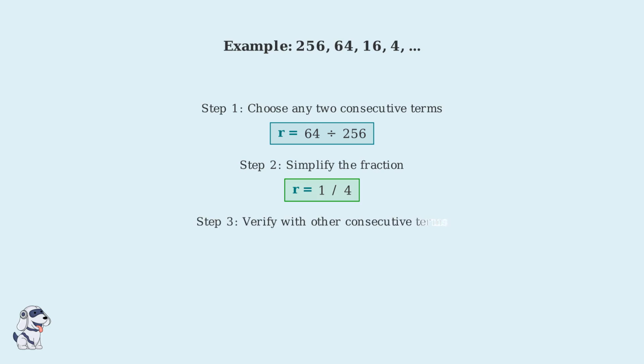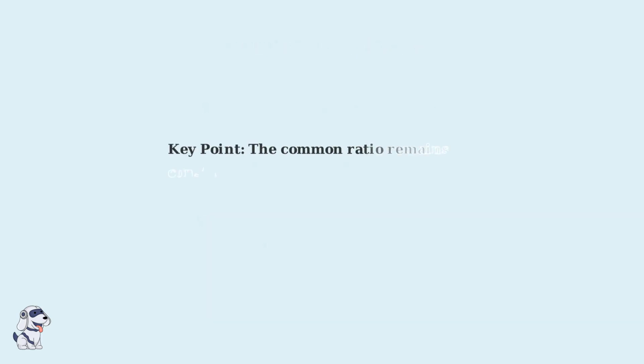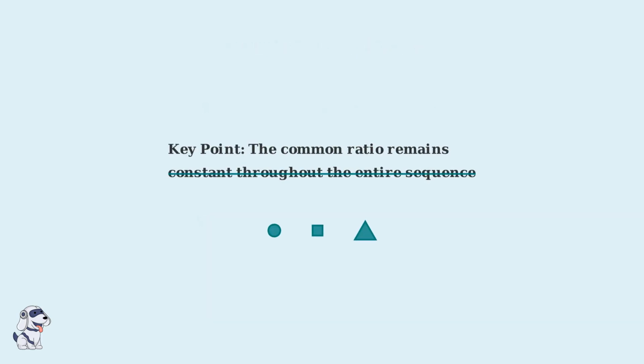To verify our answer, we can check with other consecutive terms. 16 divided by 64 also equals 1/4, and 4 divided by 16 also equals 1/4. This confirms that our common ratio is correct. The most important thing to remember is that the common ratio remains constant throughout the entire geometric sequence. No matter which consecutive terms you choose to divide, you will always get the same ratio value.